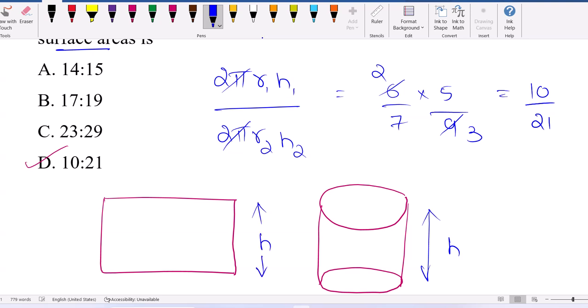What about this length, sir? This length is nothing but the circumference of the circle. What is the circumference of a circle? Circumference of a circle is 2πr. So length is 2πr, breadth is h. What is the area? Length into breadth, 2πrh. That's how the curved surface area formula is developed.